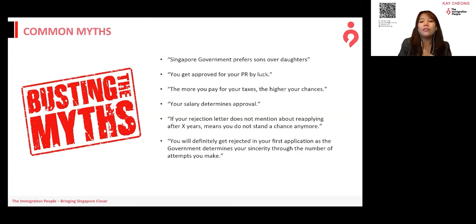You will definitely get rejected in your first application, as the government determines your sincerity through the number of attempts you make. The more the better. You apply 20 times. Wow, very sincere. No, not like that.